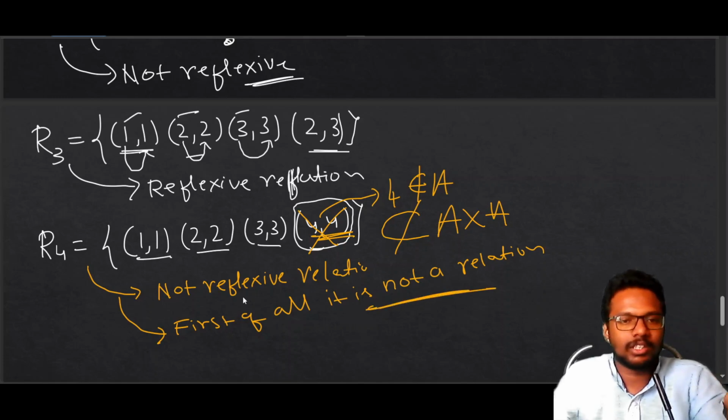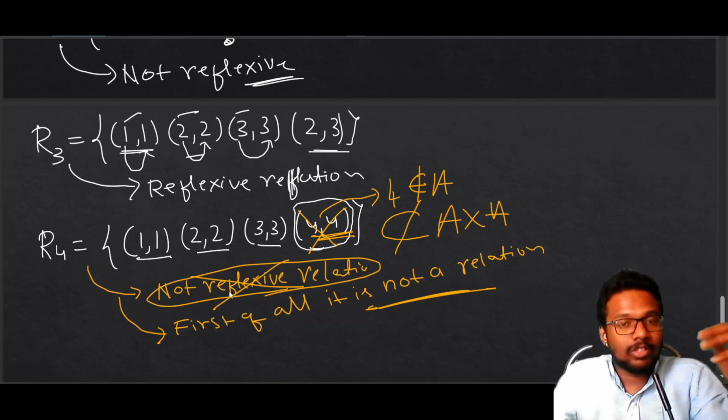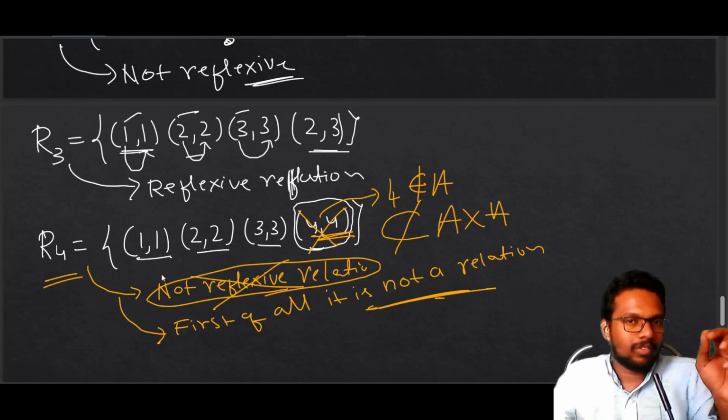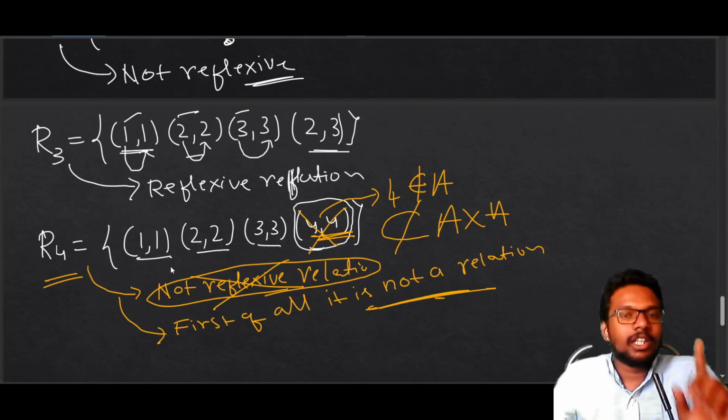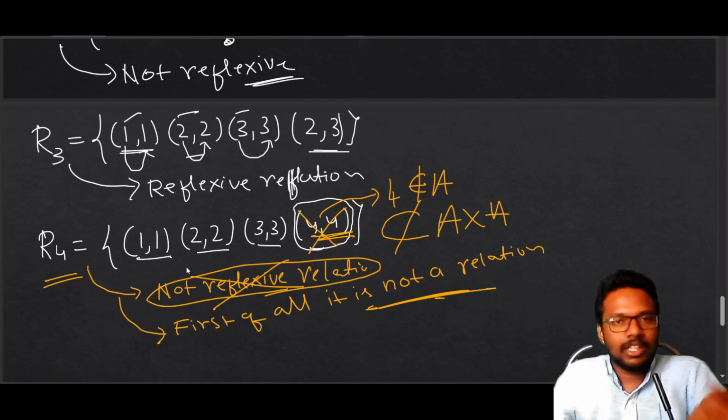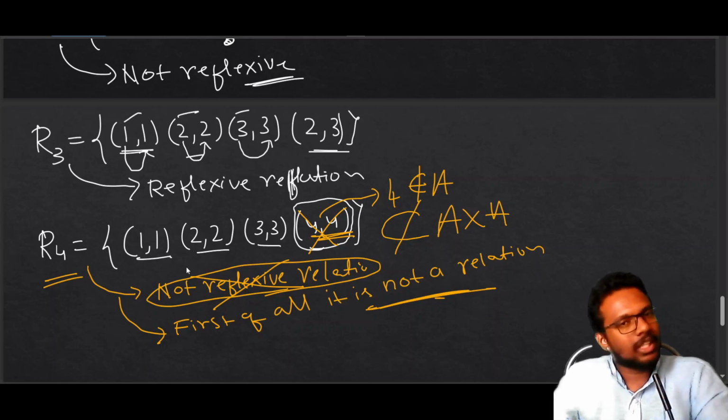If it is not a relation, then there is no need to discuss whether it is reflexive or not. Reflexive or not reflexive only comes under consideration when the given R is a relation. That point also we should remember. If R is a relation, then only types will come under that relation. If R is not a relation, we can't name any type of the relation.